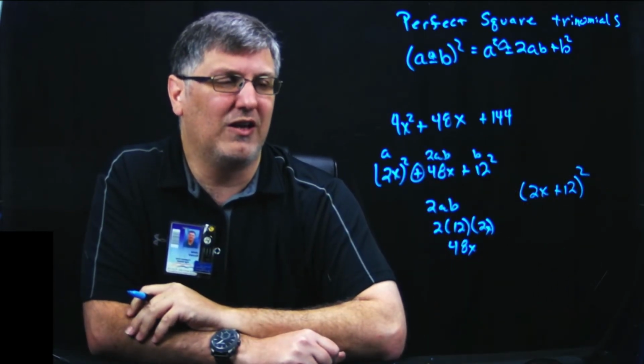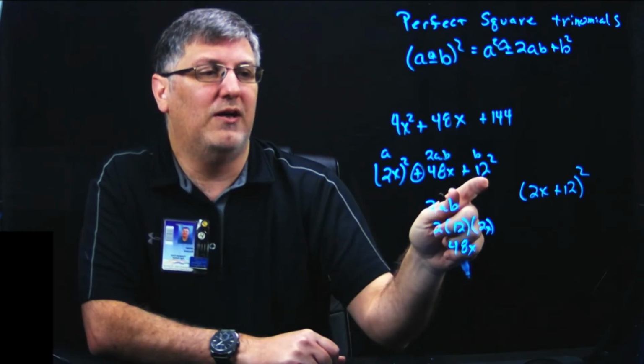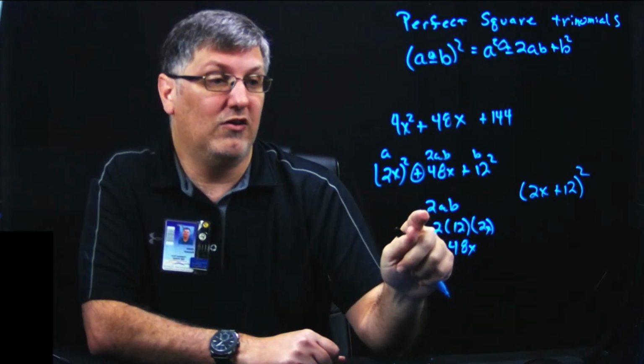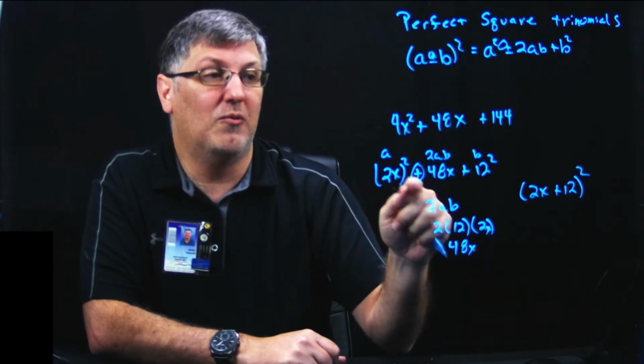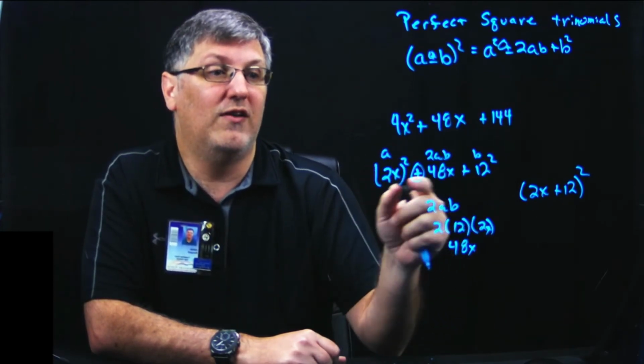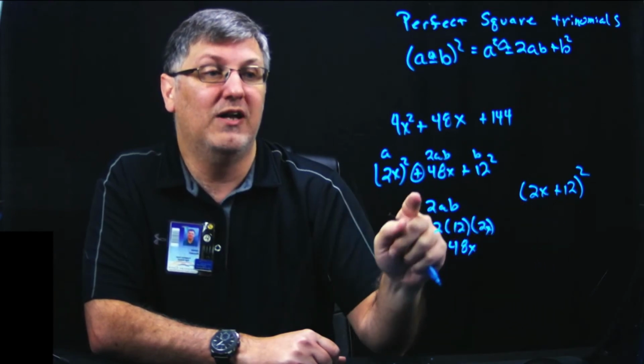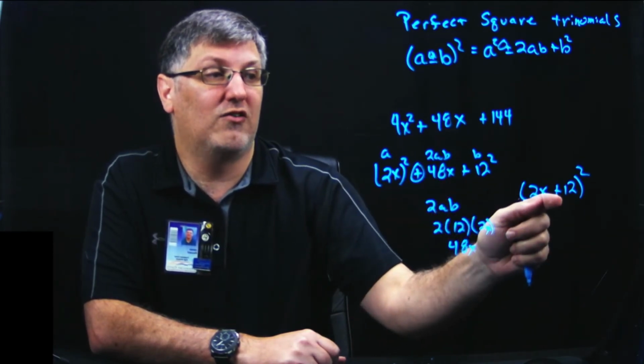It takes a little bit to think of, but if you can just find your a and your b, write down 2ab, and plug in your a and your b, and you get this middle term, that's a perfect square trinomial, and then you know how it factors very simply. Whatever sign is here is the sign that's going to go in between them.